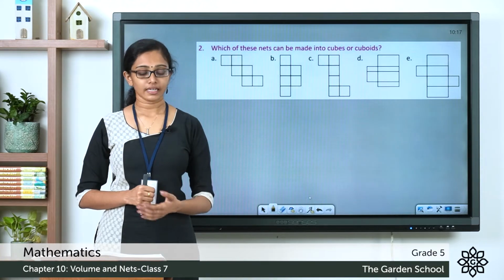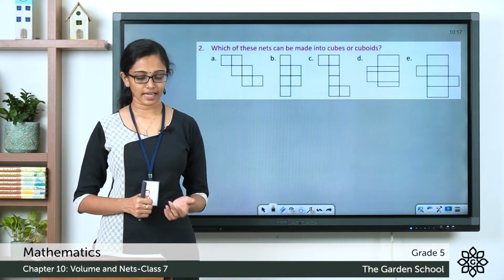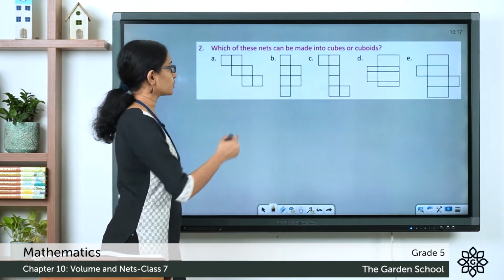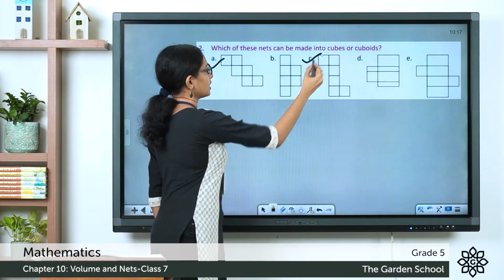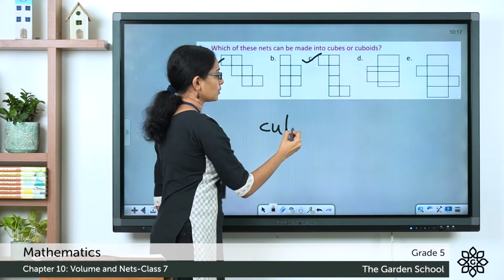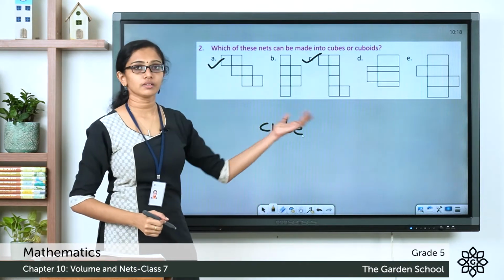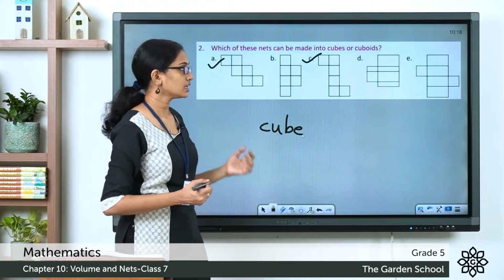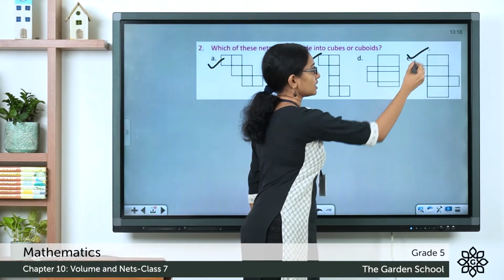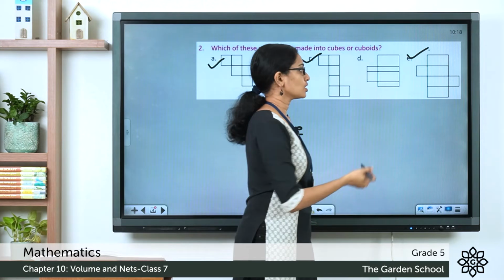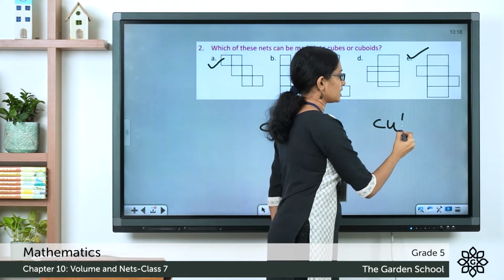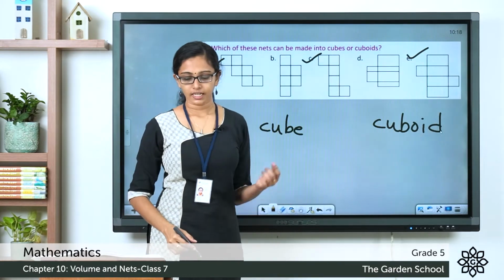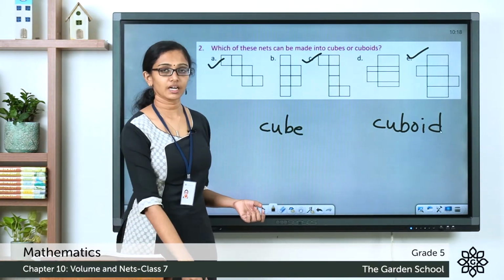Looking at the nets given here, we understand that the nets A and C are the nets of a cube. So A and C can be folded up to make a cube. And what about the other nets? Does any of these nets form a cuboid? See, the net E can be folded up to make a cuboid. I hope you got these ones correct. Now let's move on to the third question.